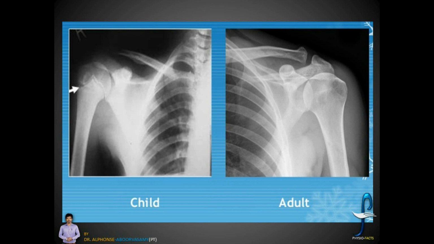If we see here the X-ray of a shoulder, anterior posterior, there is no such marking. Here it means ossification is done, there is no marking. But when you see an X-ray in a child, you have to think about it and you should not mistake this as a fracture.